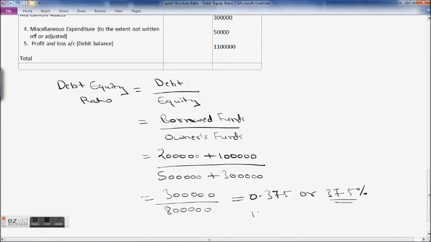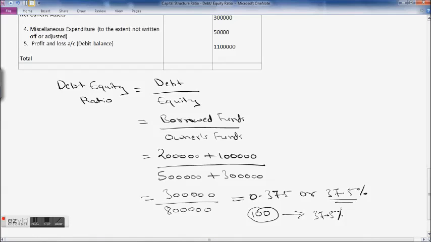or 37.5%. Now what does this imply? If your equity is 100, your debt fund is 37.5%. So looking at the percentage of debt fund to equity, we can make out that your owner's funds are able to cover your debts. So the long-term solvency position of the firm is good.